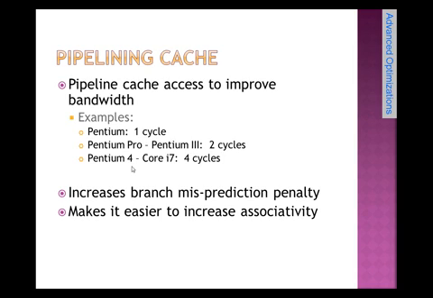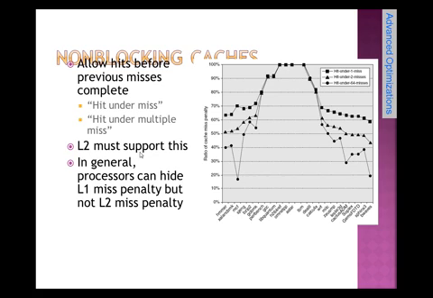Then what is the advantage of pipelining? It increases the branch miss prediction penalty, and it makes it easier to increase the associativity. Then non-blocking caches. What is the use? It allows hits before a previous miss completes. That is your non-blocking cache.